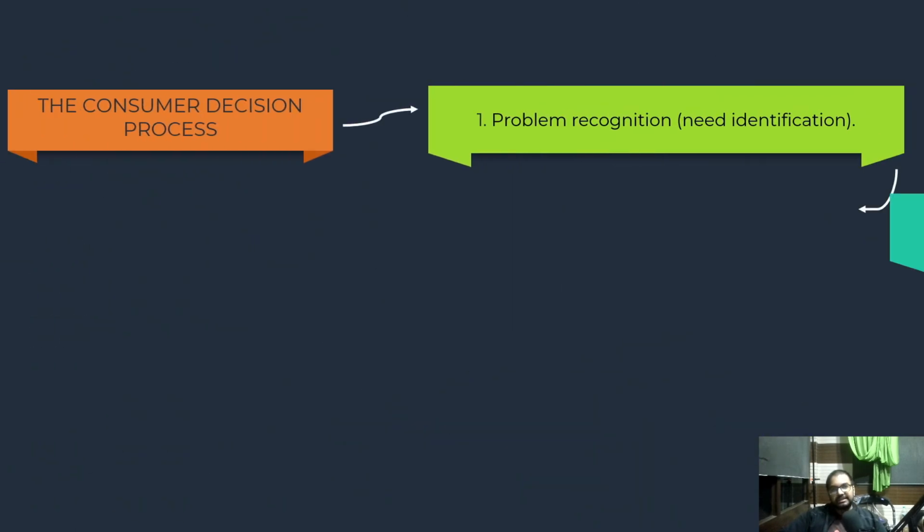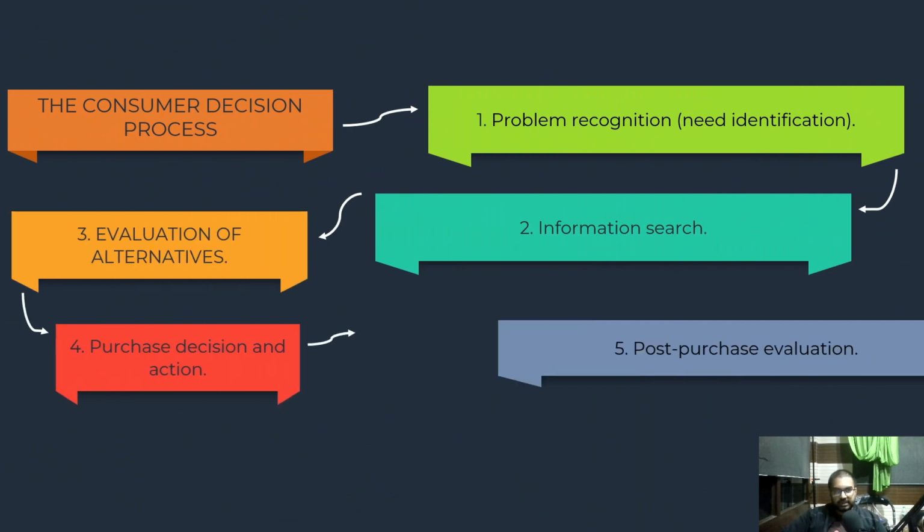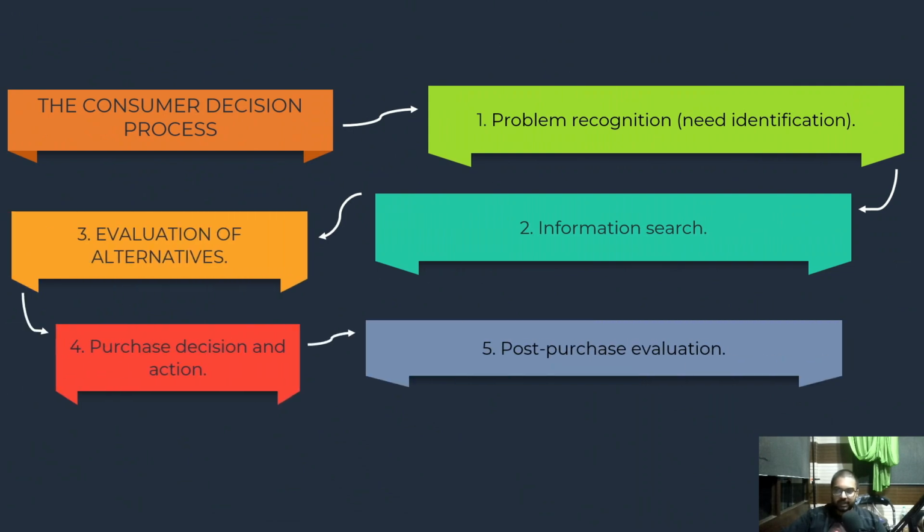Now, finally, what are the steps which are involved in that consumer decision process? Basically, we can boil down to 5 steps in that consumer decision process. The first step is the problem recognition. Second is the information search. When you are done with the information search, then you will arrive at alternatives to your problems. And from those alternatives, you will finally take a purchase decision and action. And after you have made the purchase, you make some post purchase evaluation, whether you are satisfied or dissatisfied with the product. Now, let's go through these steps one by one.